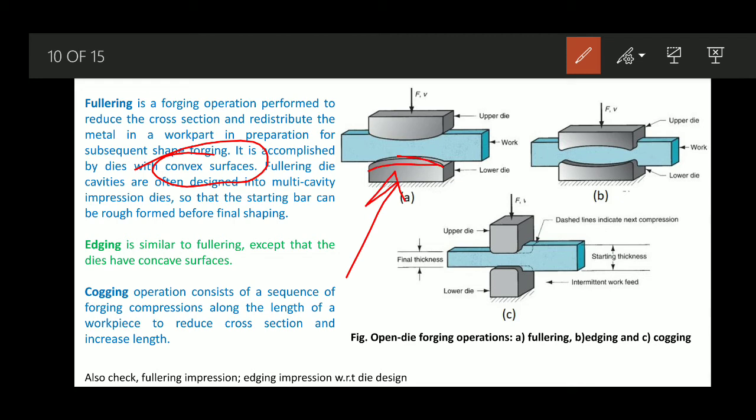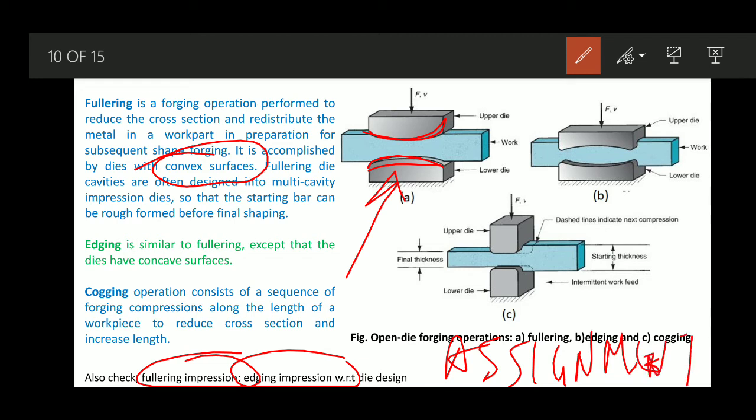So you can see the die. Fullering die cavities are often designed into multi-cavity impression dies so that the starting bar can be rough formed before the final shaping. So that is basically about fullering. You can go through some other expressions with respect to fullering, like fullering impression. Similarly, with edging, you go for edging impression. What is this with respect to die design? That's your task, it's the assignment.